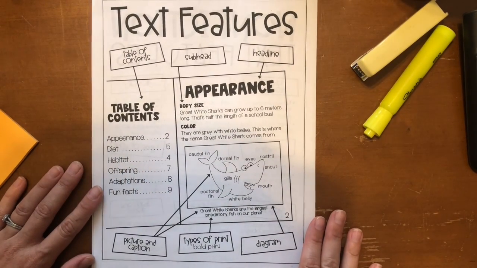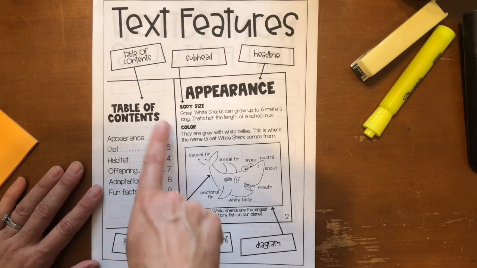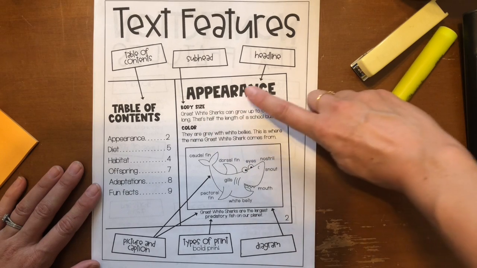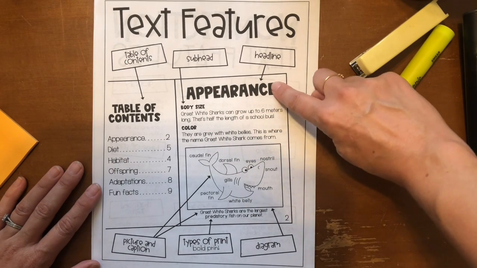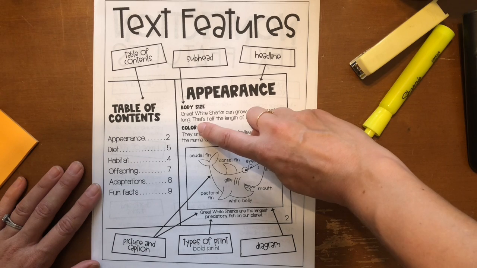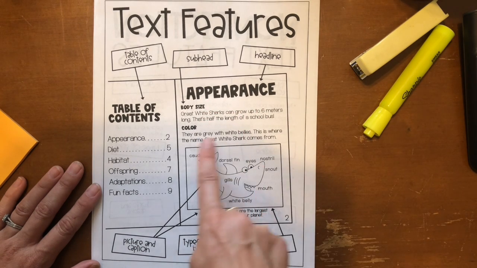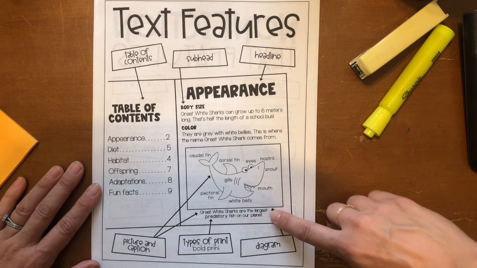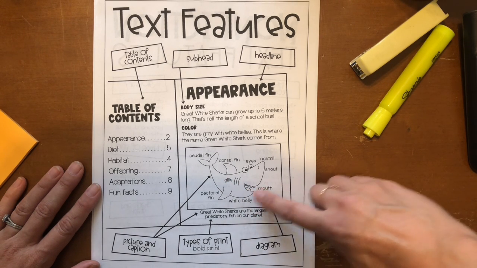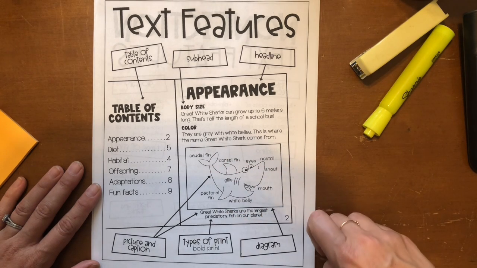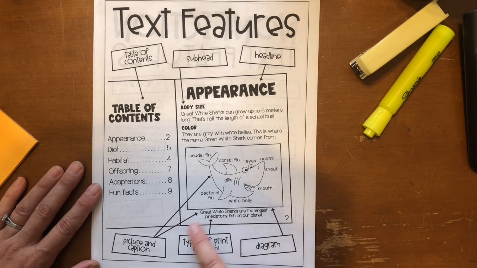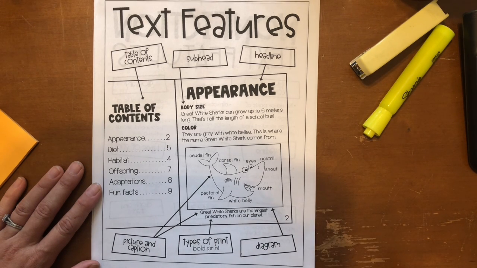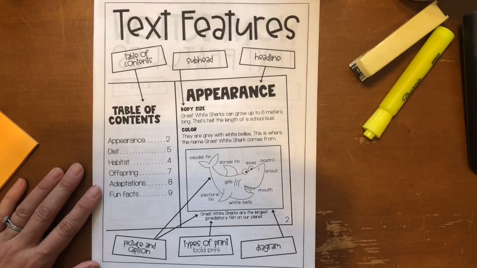This is another example of what text features can look like. This one has a table of contents, the headline and subheadings, and you can see that they've made the headline the biggest, so your title's the biggest. Subheadings are a little bit bigger, they made them bold, and then there's a picture of a shark with a caption. It's also a diagram because they've labeled the different parts. There's some bold print to draw the reader's eye. So they're incorporating a lot of our different text features.